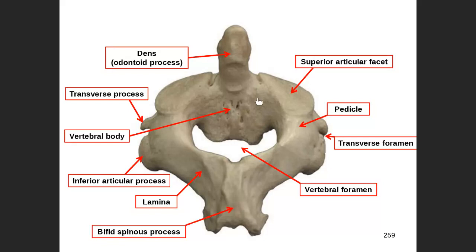All right, a couple things. Here's the vertebral body of C2, right here. The dens, or the odontoid process, sits on top of the vertebral body. Okay, so here's the vertebral body. On top of it is the dens. Okay, lateral to either side is the superior articular facet. That's what that's pointing to, that smooth surface there.